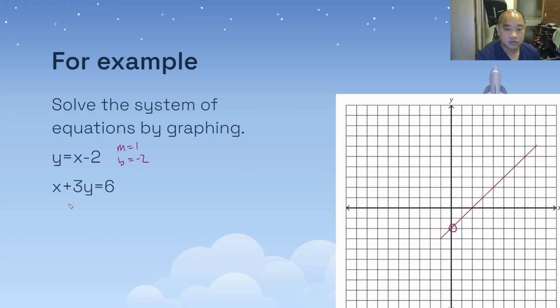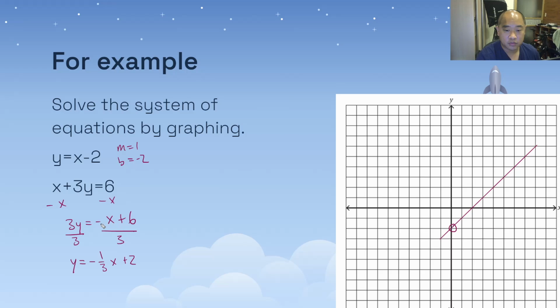Here we need to move everything that's not the 3 or the y over, right? So we'll subtract x on both sides. So 3y equals -x plus 6. And then we'll divide by 3 on both sides. Get y equals, and then we'll have to distribute this division. And that'll be -1 over 3x plus 2, right?